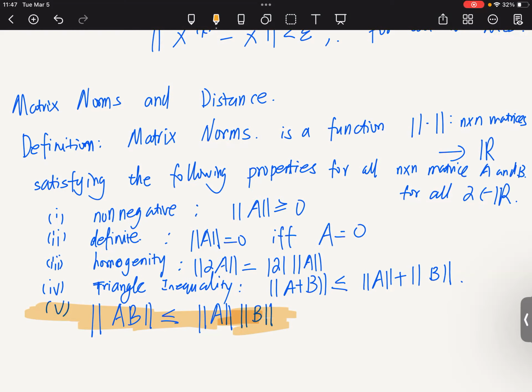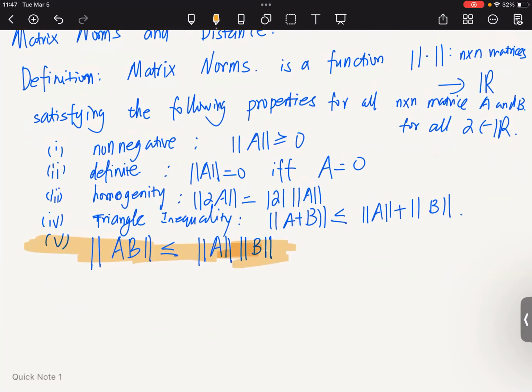So I'm going to give you one theorem here. Before we move on, once you have the matrix norm, you can also define the distance between 2 matrices. It's just the norm of the subtraction of the 2 matrices, and this is the distance between 2 matrices.